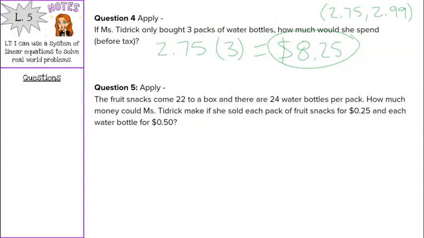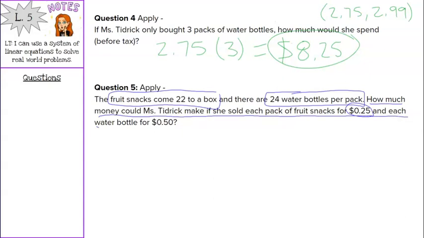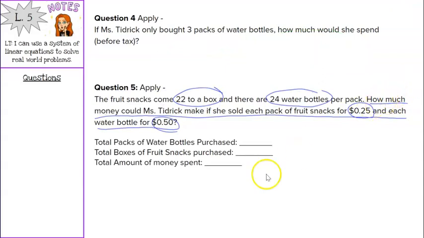Question 5, apply. The fruit snacks come 22 to a box. So in 1 box of fruit snacks, you get 22 packs. And there are 24 water bottles per pack. How much money could Miss Tidrick make if she sold each pack of fruit snacks for 25 cents and each water bottle for 50 cents? So before we go any further, we have to answer a couple questions.